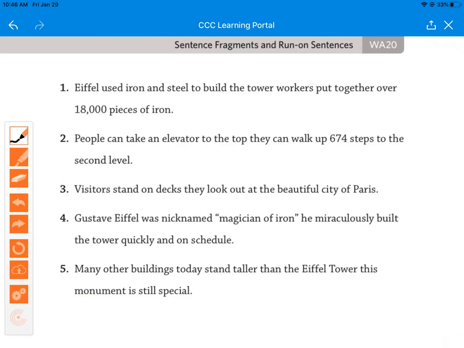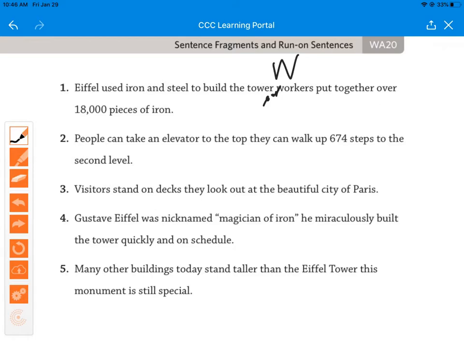Now, as I read the next sentence, I want you to think how we could correct it. Eiffel used iron and steel to build the tower. Workers put together over 18,000 pieces of iron. That's definitely a run-on sentence. How could I correct it? I could separate the sentences. Eiffel used iron and steel to build the tower, period. And then capital for workers. Workers put together over 18,000 pieces of iron.